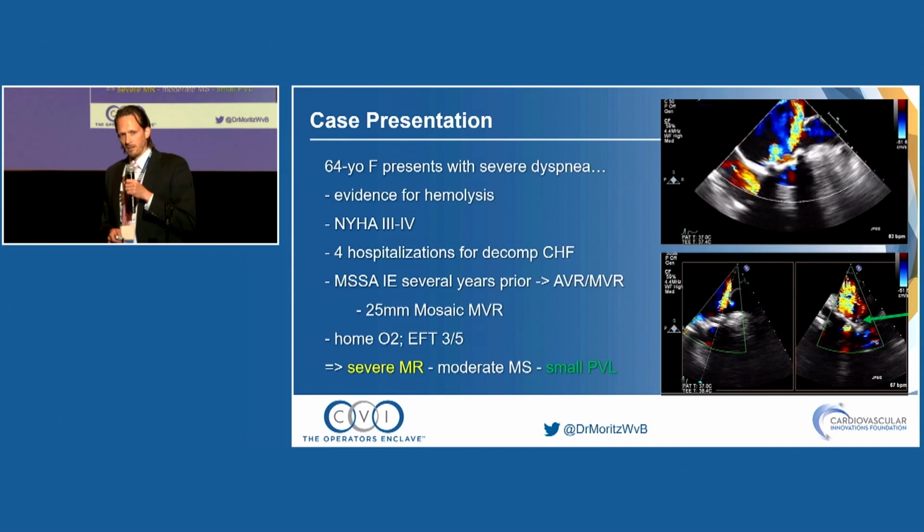So with that, just the general thoughts on this, I did want to present an ultimate case. This was a 64-year-old lady that presented with severe dyspnea, evidence of hemolysis and NYHA class 3-4, with several decompensated congestive heart failure episodes. Several years prior she had endocarditis, where she got an AVR with a 25 millimeter Mosaic valve.